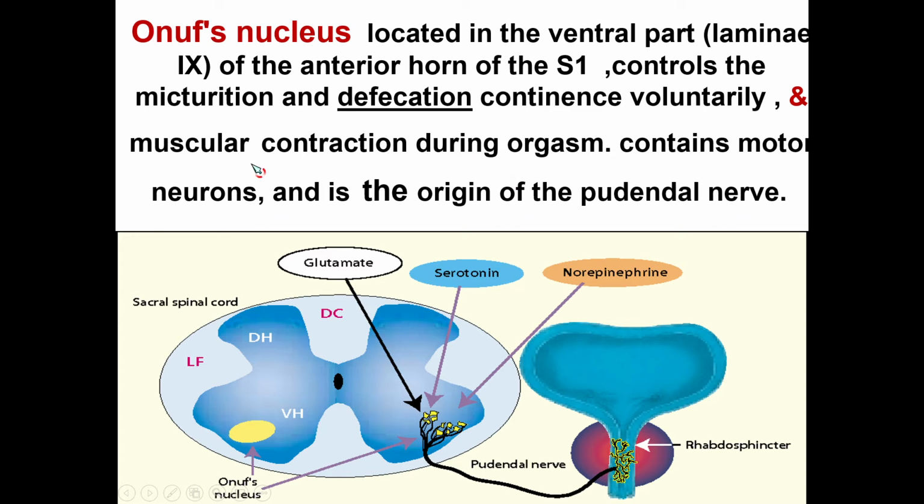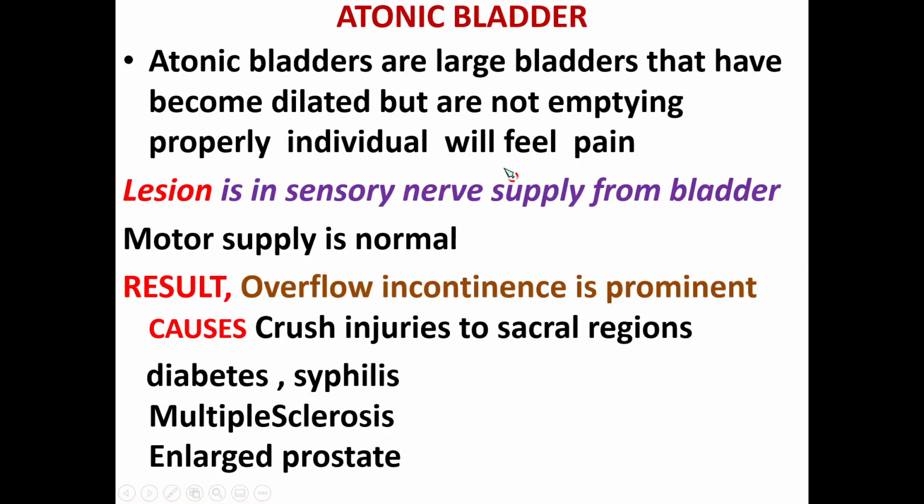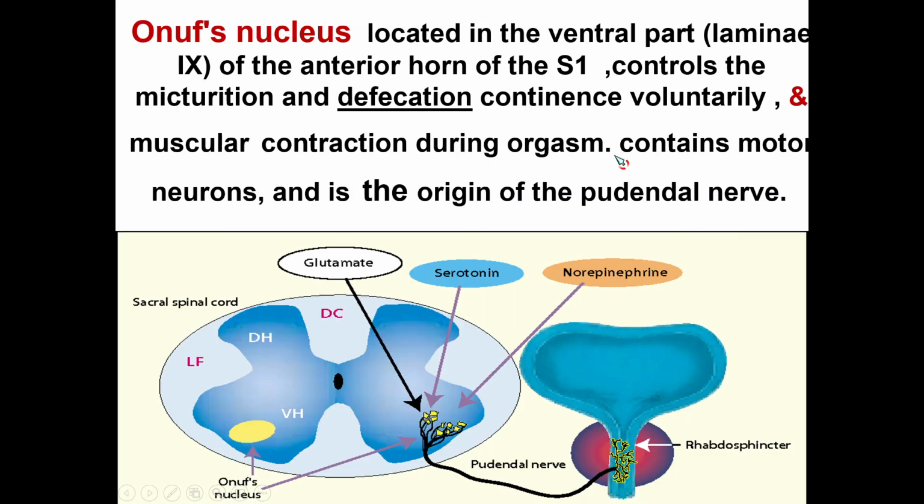And muscular contraction during orgasm. It contains motor neurons and is the origin of the pudendal nerve. This Onuf's nucleus is the origin for the pudendal nerve. Just keep in mind, memorize one thing: the Onuf's nucleus is the origin of the pudendal nerve, and the pudendal nerve is a voluntary, somatic nerve that is going to supply your external urethral sphincter.